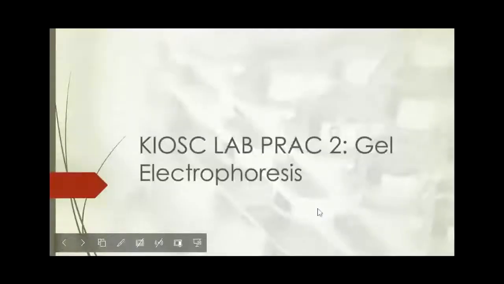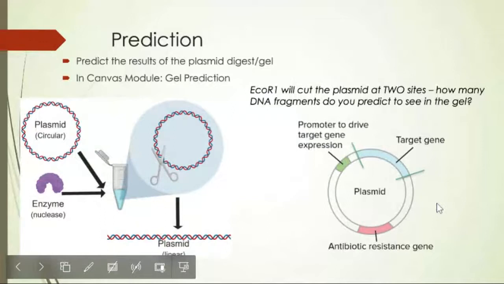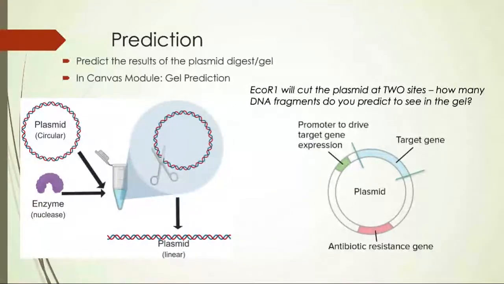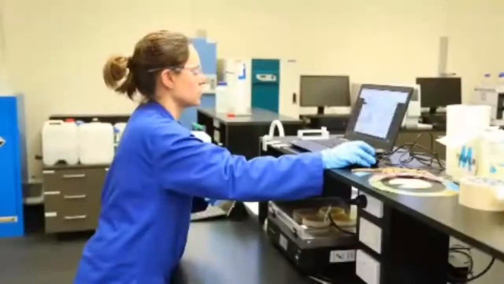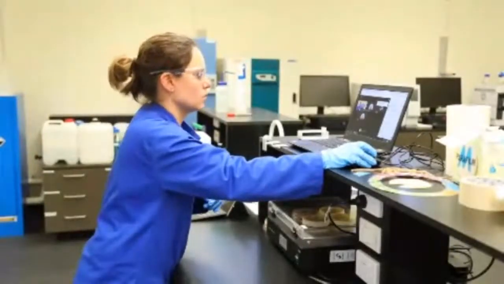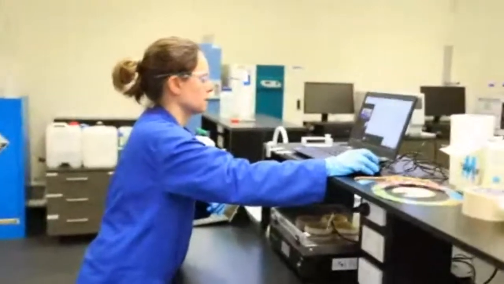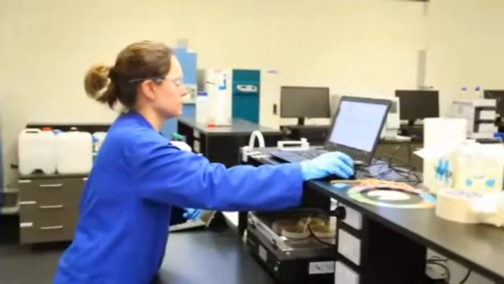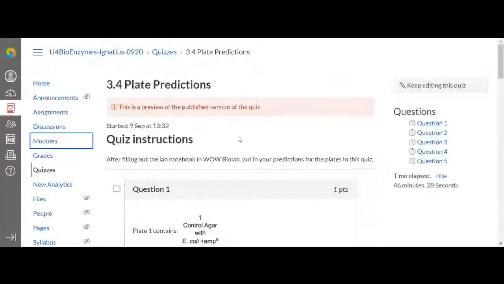Just conscious of the time, we don't want to keep you guys longer than you need to. So just to help you a bit with your predictions, just as I showed you here, your plasmid is circular. If you only do one cut, you're going to end up with it being linear. So EcoRI cuts at 2 sites, so therefore this will help you with predicting how many particular bands you're going to see in your gel. So what I want you to do, I'm going to jump over to my other one, just bear with me one moment. That one there. Okay, and you're going to go down to module 4.